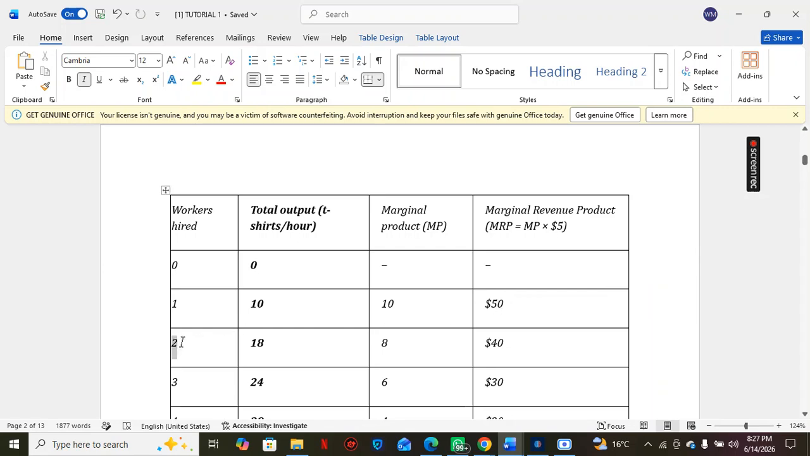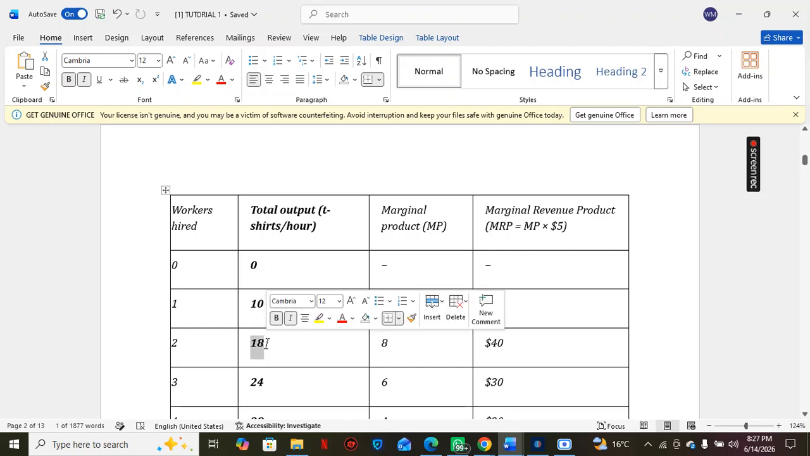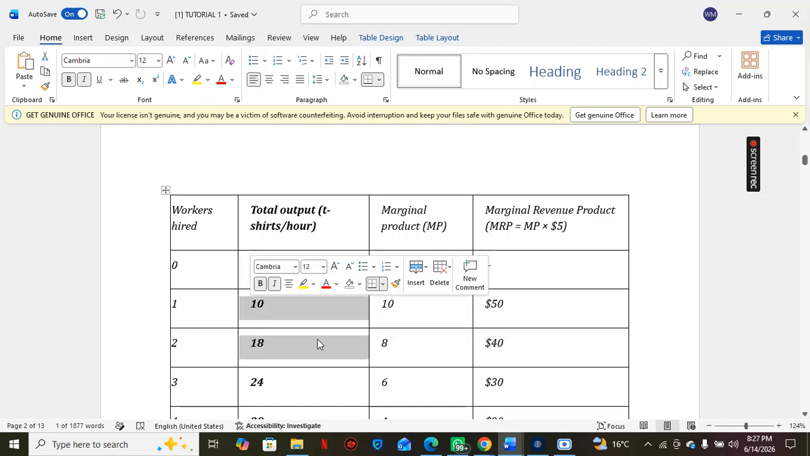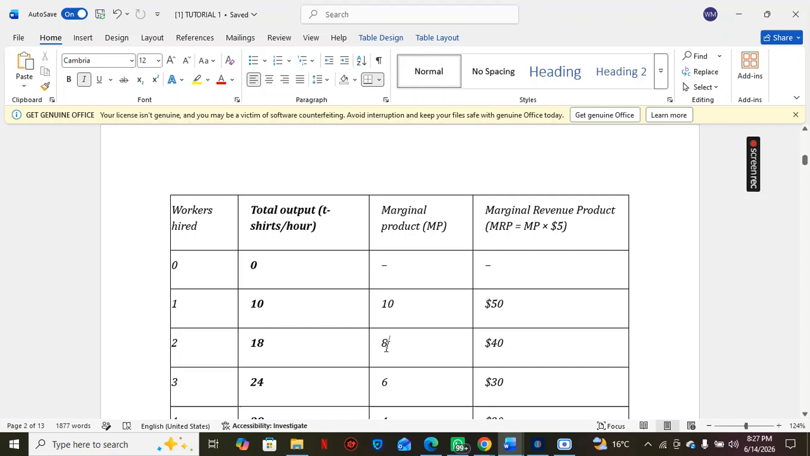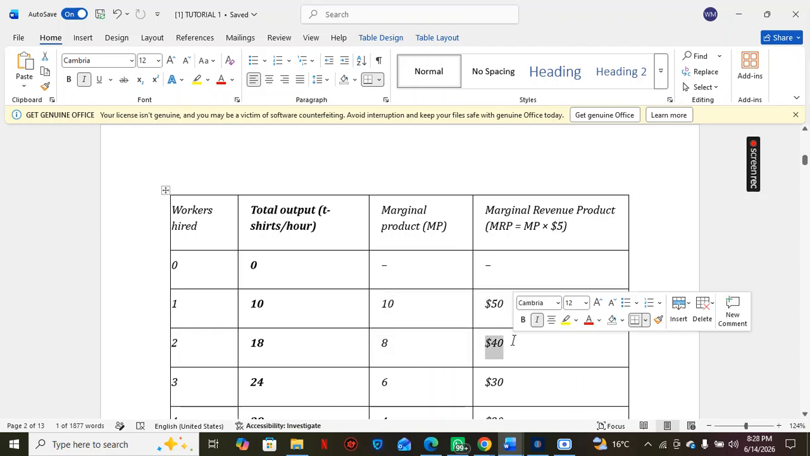Let's say you bring in your second worker. Your output increases from 10 shirts to 18 shirts. The additional output this second worker has brought is 8 shirts. Okay, 18 minus 10. So the additional revenue this worker has brought: this additional 8 shirts times $5 per shirt. The additional revenue this worker has brought is $40.